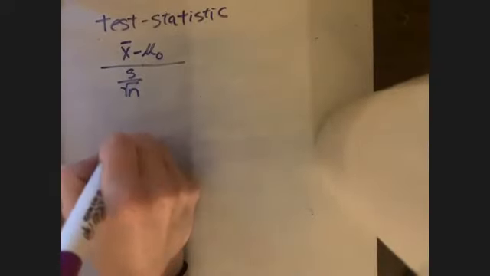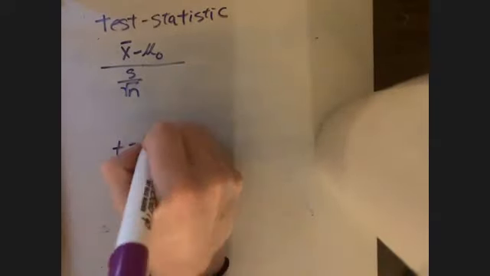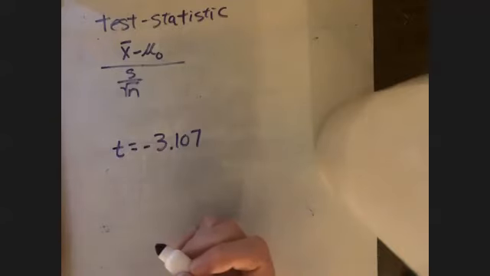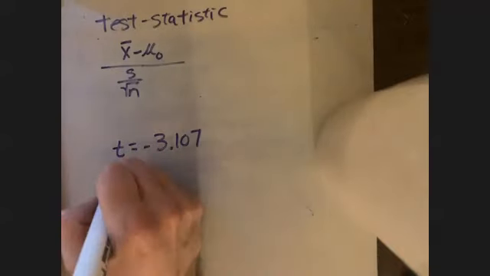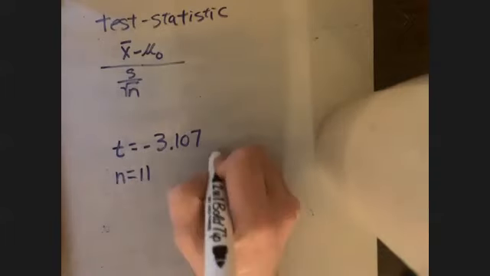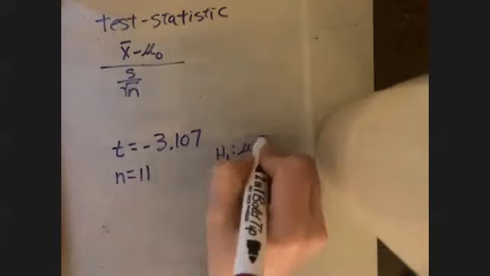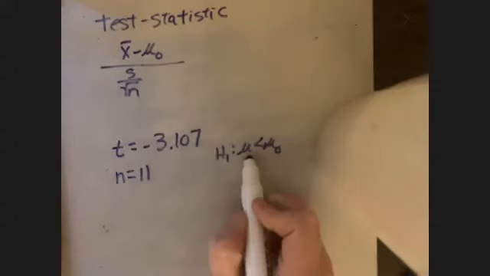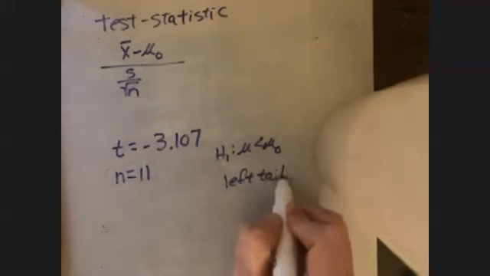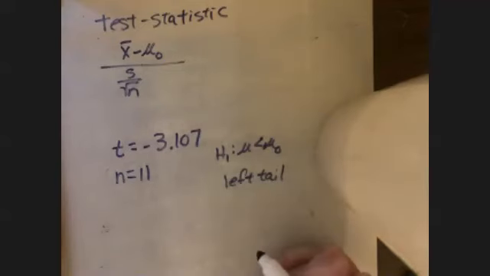So for this one, they give us that t is going to be negative 3.107. Again, for the chart, you're not going to need that negative on there for this particular, when they're asking you to do this. So n is going to be equal to 11. H1 is that mu is less than mu naught. Now, with this being less than, that says it is a left-tailed test, okay? That also means that it's only one tail, okay?